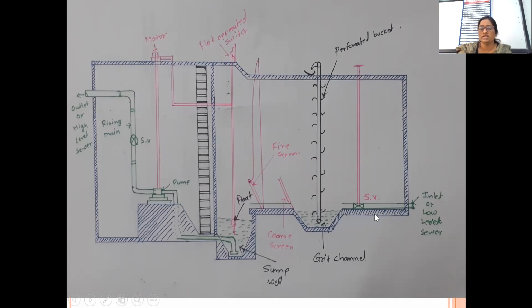Now, the sewage entered at this portion and collected in a first grit channel. So what is the function of grit channel? To remove the grit particles. What is meant by grit particles? Those particles are heavier in size, debris material like the broken pebbles, stones, sand, then eggshells, like this inorganic material usually.